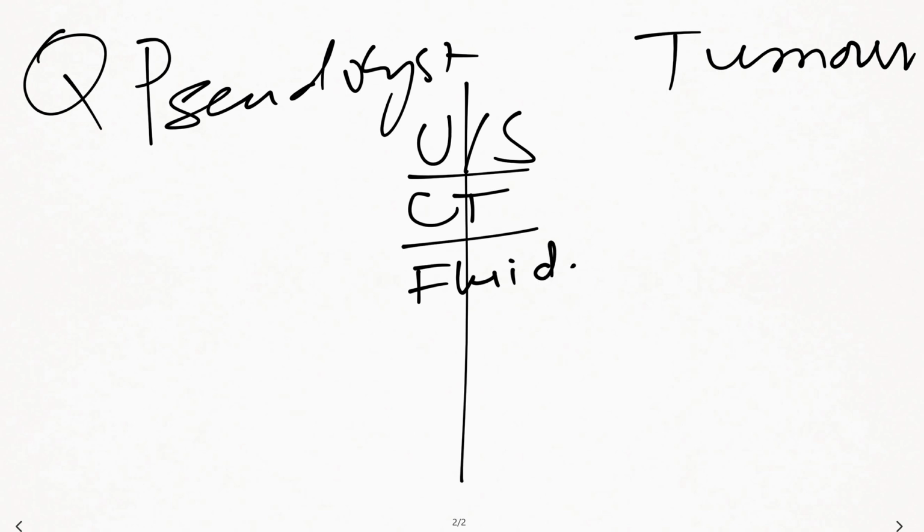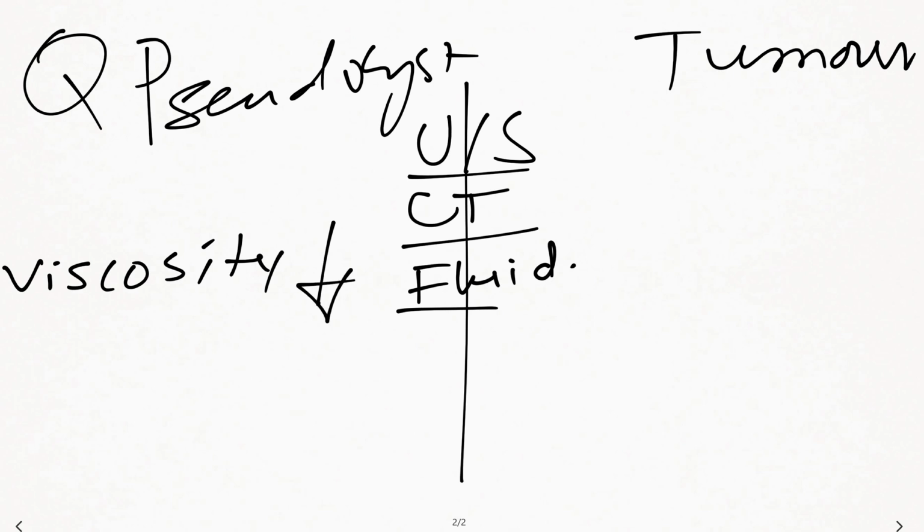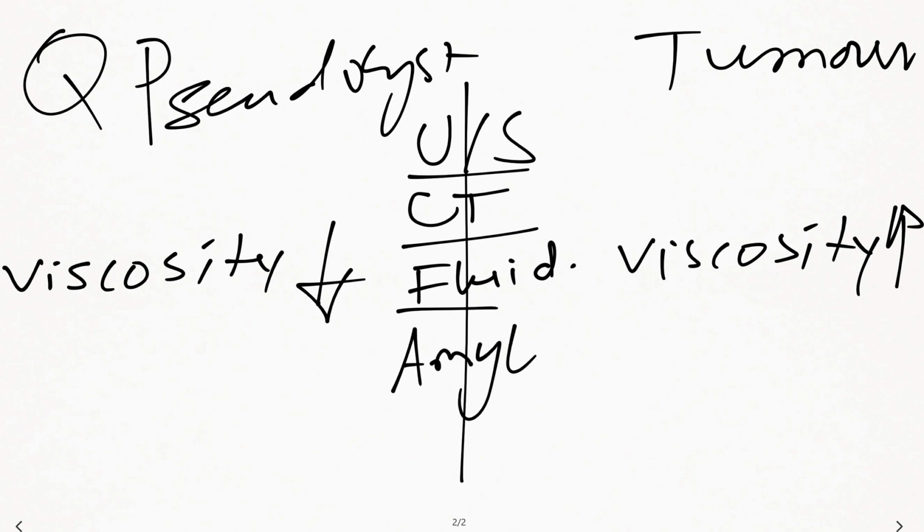In the fluid, you are going to check the viscosity. If it is a pseudocyst, the viscosity will be low. In the tumor, the viscosity is high. The fourth thing, and actually the most important thing, the amylase is usually high in the pseudocyst, as we mentioned before, and it is low in the tumor.